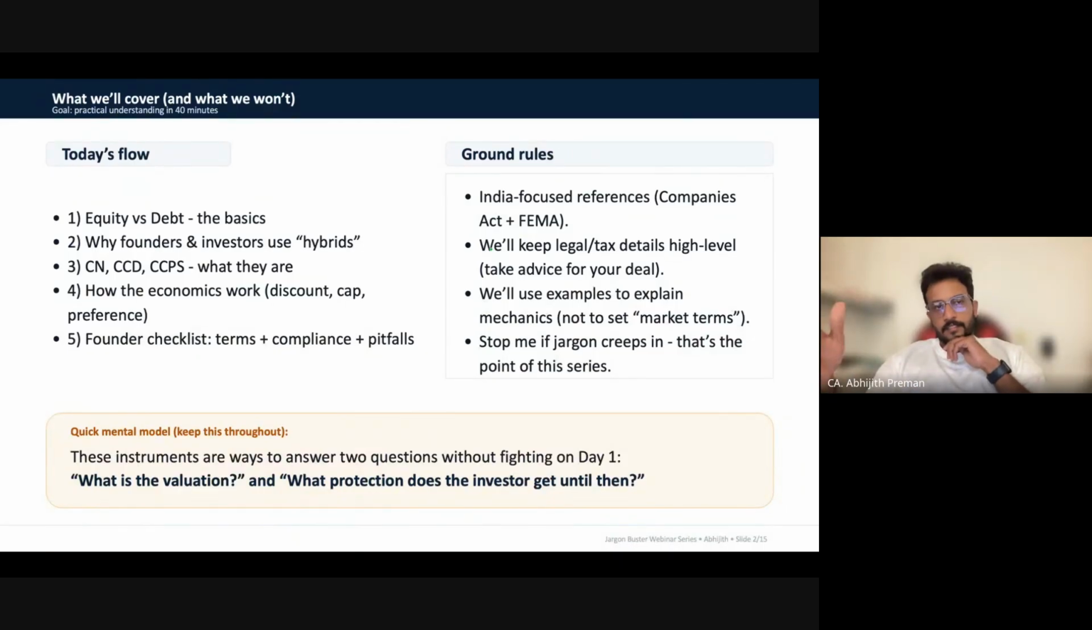Then what are CN, CCD, CCPS, how the economics work, what is a discount, what is a cap, what is preference, all those things. Then a founder checklist: what are the key terms you should know, what are the compliance requirements, what are the common pitfalls. A few ground rules: everything I'll be telling is based on an India-based context. The legal and tax things I'll be touching upon only at a high level, without going much deeper. If you have doubts, feel free to ask.